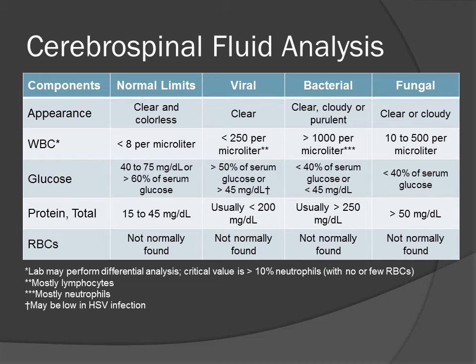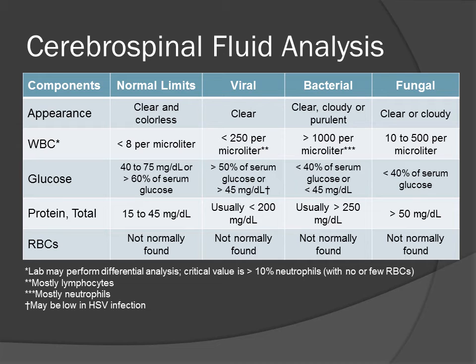If you think it's viral, the appearance is still going to be clear. White blood cells are going to be less than 250 per microliter, and mostly lymphocytes. The glucose is going to be greater than 50% of the serum glucose, or greater than 45 milligrams per deciliter, and that may actually be lower than that in HSV infection. Total protein is usually less than 200 milligrams per deciliter. And again, no red blood cells.